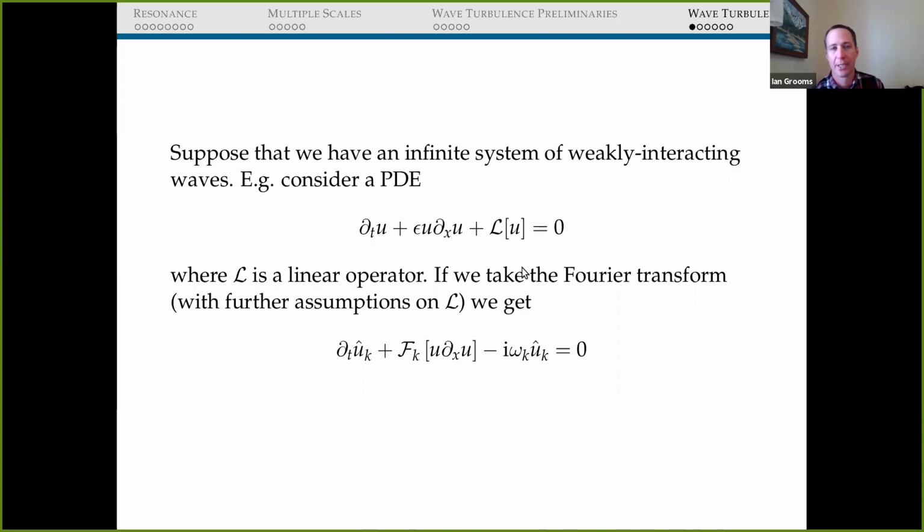I'm going to assume that we're on the real line, and that L is going to be skew symmetric. Its eigenfunctions are Fourier modes, and its eigenvalues are purely imaginary, minus i omega k. Those are the eigenvalues of the L operator. So when you take the Fourier transform, you get to here. The linear part is easy under my assumptions on L.